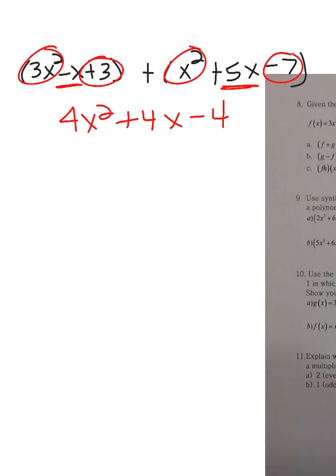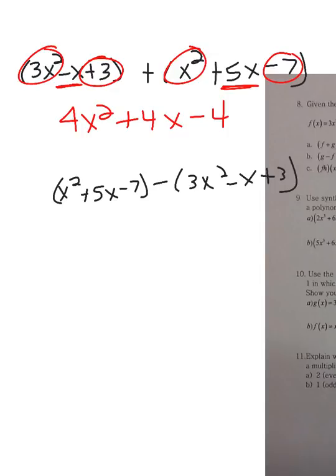All right, the next one. Make sure you put the right polynomial first because it's g minus h. So it's x squared plus 5x minus 7. Subtract 3x squared minus x plus 3. So you want to make sure you distribute the negative.